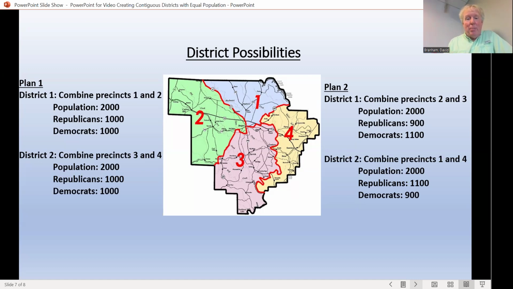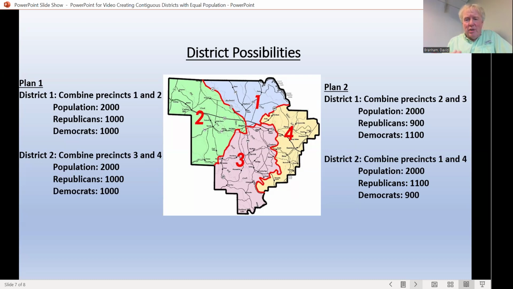So that would be Plan 1, where we have District 1 with a population of 2,000, precincts 1 and 2 combined. Plan 1 will also have precincts 3 and 4 combined to create the second district with a population of 2,000. Notice that if you do this, you'll have equal Republicans and Democrats in each district. You'll have 1,000 Republicans and 1,000 Democrats in each district. So you have some pretty competitive elections if you did that.